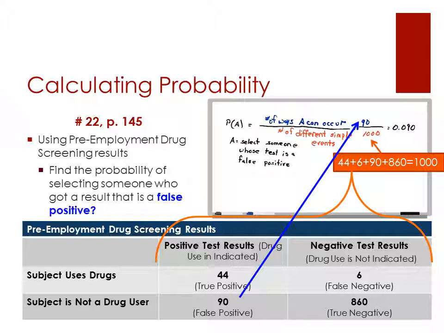And here we can see our denominator is all possible simple events, so adding up all of those, 44 plus 6 plus 90 plus 860 equals 1,000. And going through and doing the calculations, we get the answer that the probability of selecting someone from this particular set of subjects whose result is a false positive is 0.090.